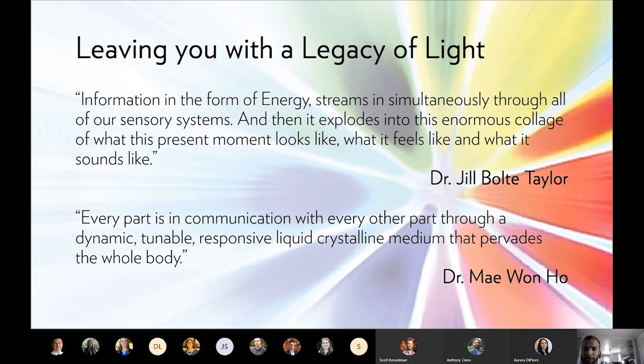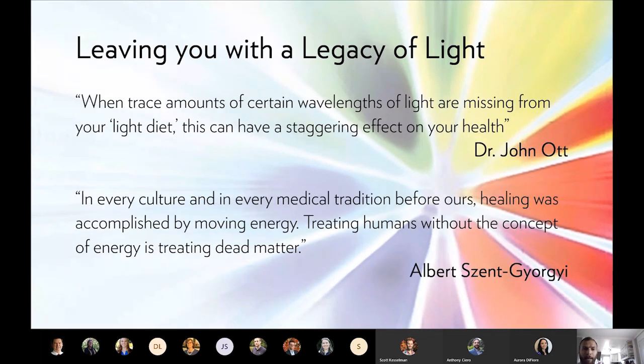Information in the form of energy streams in simultaneously through all of our sensory systems, and then it explodes into this enormous collage of what the present moment looks like, what it feels like, and what it sounds like. So that's an illustration of the implicit versus explicit interaction that happens through the medium of our body. Every part is in communication with every other part through a dynamic, tunable, responsive liquid crystalline medium that pervades the whole body. Here's a quote from John Ott. Shout out to Jacob. "When trace amounts of certain wavelengths of light are missing from your light diet, this can have a staggering effect on your health."